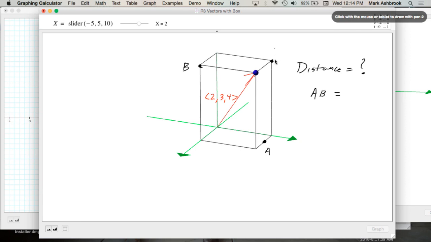I just changed point B. Okay? Slightly more interesting. All right, so from point A to point B, I want to know what that distance is. Check with the person next to you or get help if you're stuck. But I want you to find vector AB and the distance from A to B.